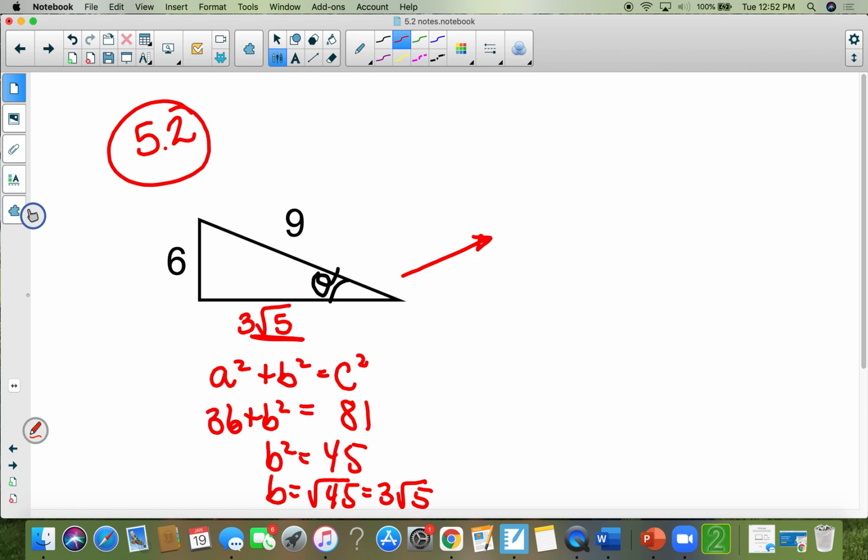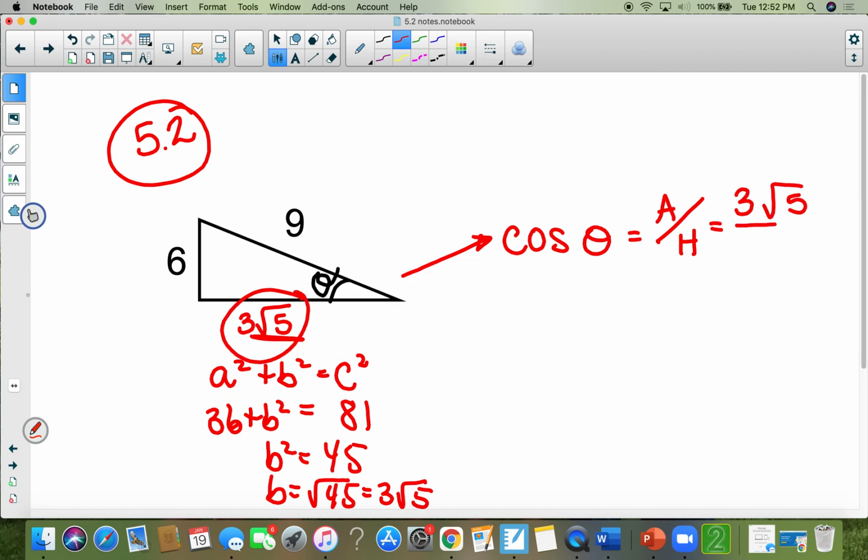So they might ask you to find the cosine of theta. So the cosine of theta is the side adjacent over hypotenuse. And the side adjacent is 3 root 5. And the hypotenuse is 9. Simplifies down to the square root of 5 over 3. Final answer.